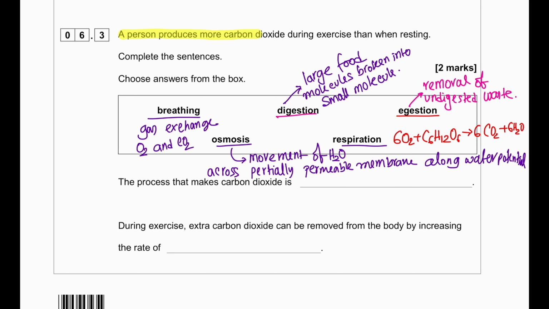A person produces more carbon dioxide during exercise than when resting. Now we have to choose the options from the box to complete the fill in the blanks.